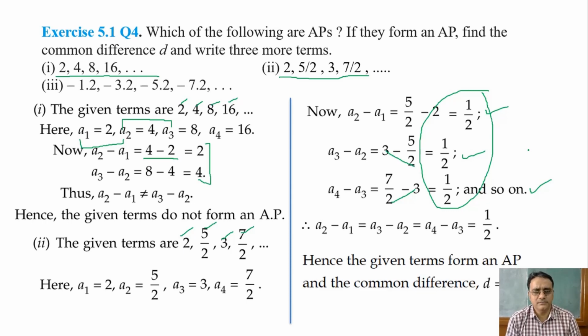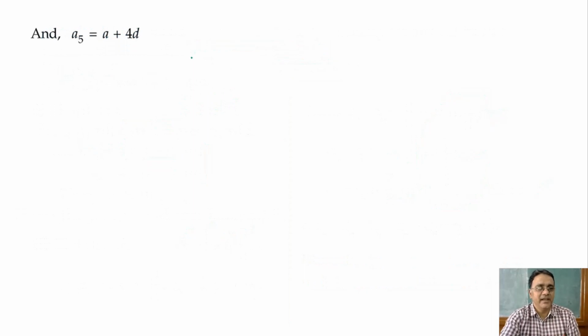Any doubt? No, sir. Okay, now what we have to do? We have to find 3 more terms. So let us find the 3 more terms. A5. A5 कैसे लिख सकते हैं हम लोग? A plus 4D और दूसरा तरीका क्या है? A4 plus D. Right? A4 plus D.